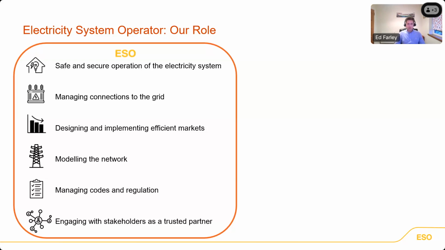We also model the electricity network. I think some of your members may be familiar with some of our network colleagues who do a lot of work in modeling system conditions, voltage stability, thermal constraints, as well as longer term forecasting of energy scenarios. We also manage codes and different elements of regulation in GB. So we have several codes that underpin everyday system operation. And throughout all of this, we are a big interface with stakeholders. So we do a lot of stakeholder engagement across the piece.